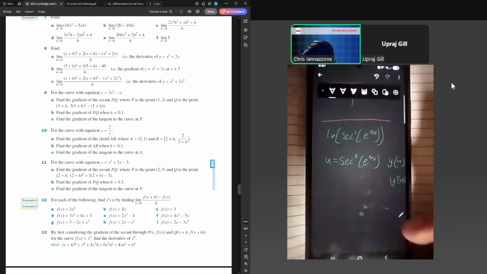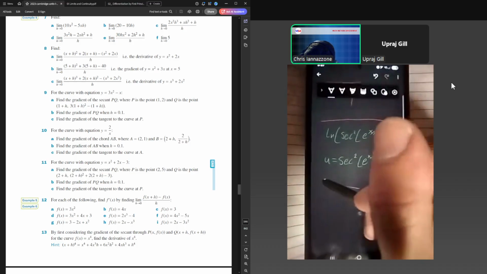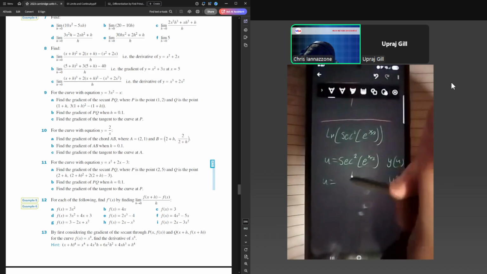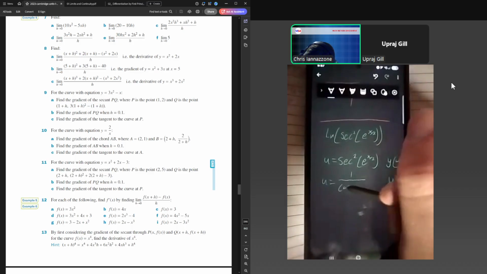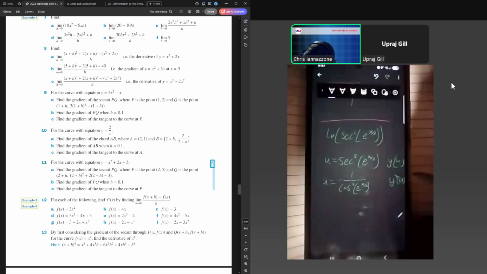This is where we start getting into issues because now, doing 1 on cos squared is a good start for this. So converting that to 1 over cos squared e to the x on 2. That's good. And now diffing this.